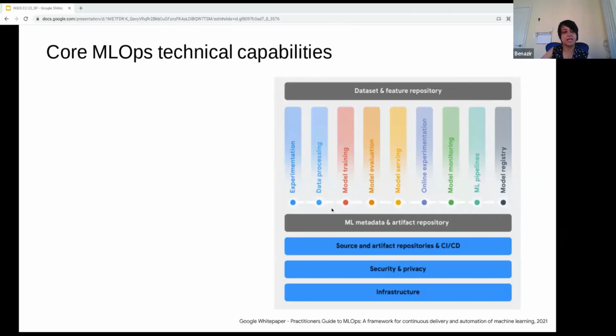So any company who wants to put a model into production needs these technical capabilities, like some tools to do experimentation, some tools to do data processing or training of a model or evaluation of a model. So these are technical capabilities. And then there are some, again, tools that are required throughout this process, such as repositories where you can save artifacts, your model, your data set, and your features. Things like security and privacy.